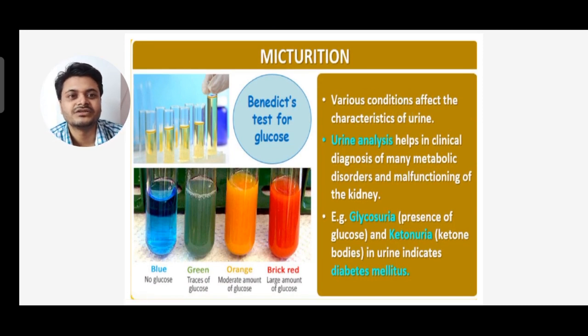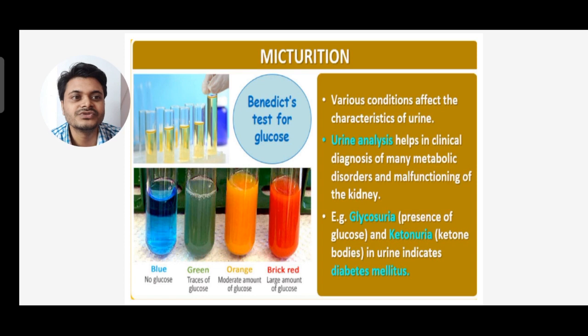In the Benedict test for glucose, blue color means no glucose, green color means trace of glucose, orange is a moderate amount of glucose, and brick red is a large amount of glucose. Various conditions affect the characteristics of urine. So urine analysis helps in clinical diagnosis of many metabolic disorders and malfunctioning of the kidney.